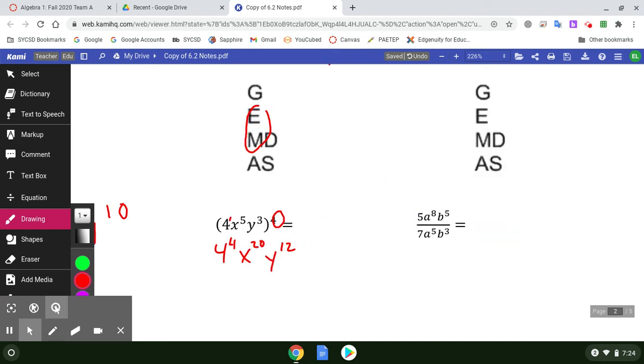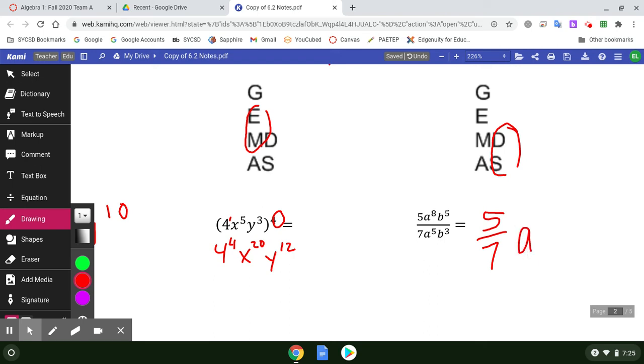And in the third example, the operation we're focusing on between the like bases is division. So when we're dividing like bases, we subtract the exponents. Now, our coefficients are just regularly divided. 5 divided by 7 does not get simplified. You could write it as a decimal or leave it as a fraction. a to the 8th divided by a to the 5th becomes a to the 3rd, since 8 minus 5 is 3. And b to the 5th divided by b to the 3rd becomes b squared, since 5 minus 3 is 2.